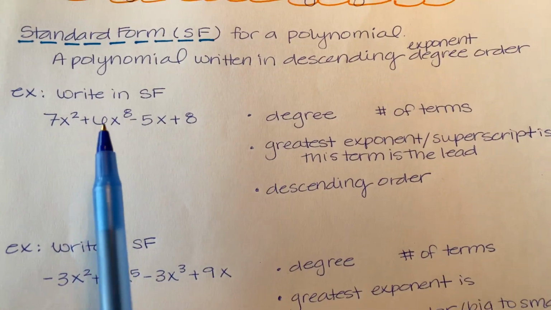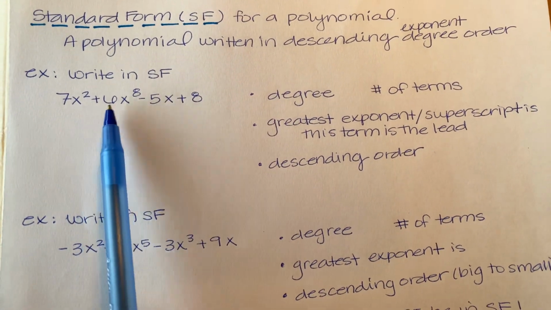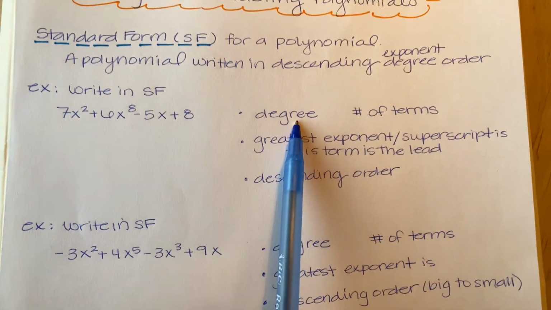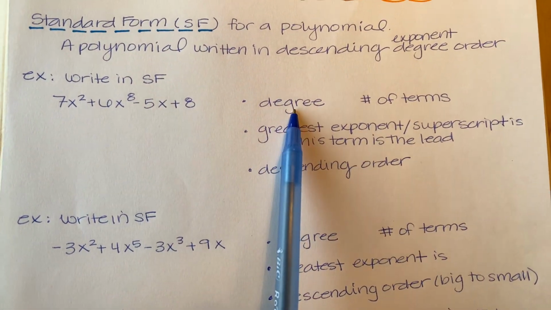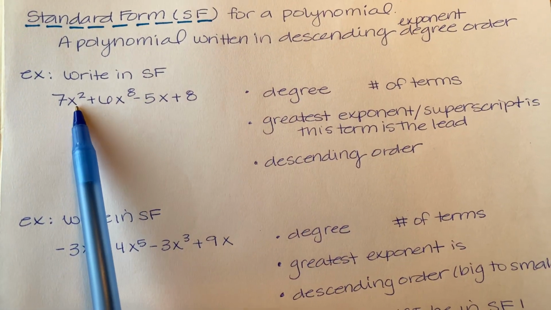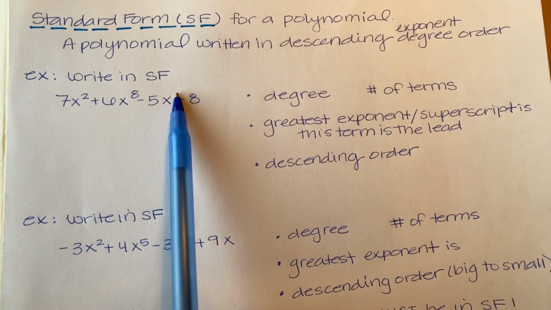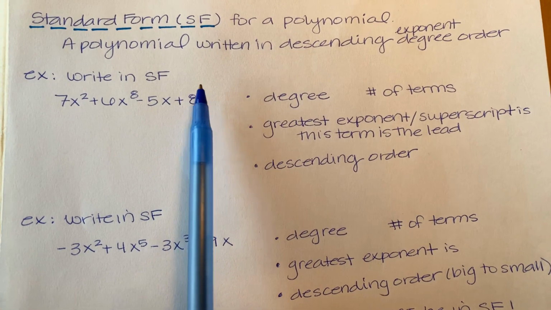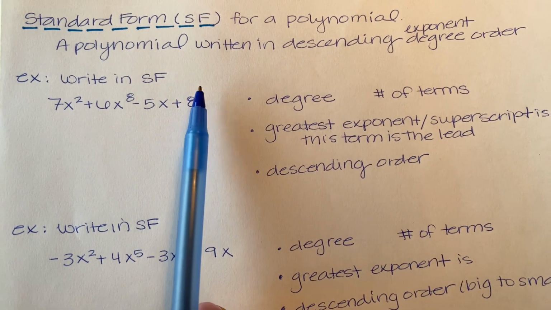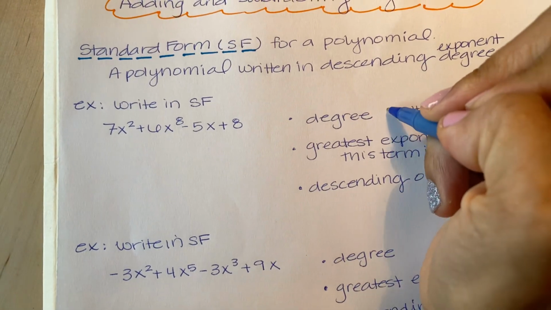Okay, so let's go ahead and write this polynomial in standard form. So we have 7x squared plus 6x to the 8th minus 5x plus 8. Okay, what is the degree of this polynomial? Remember, your degree is the largest or the greatest superscript of the term. So this term has a 2, that's squared, right? This term has an 8. This term has a 1, right? And this constant, it's always the 0, right? Okay, so what is the degree? It's the greatest. So if you have 0, 1, 8, 2, 8 is the largest. So my degree is 8.